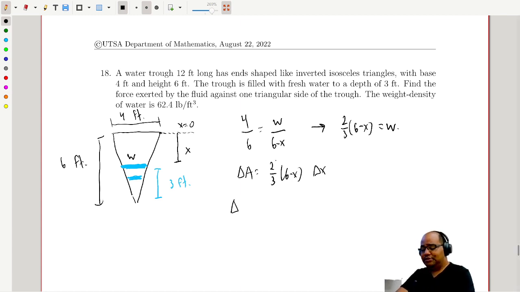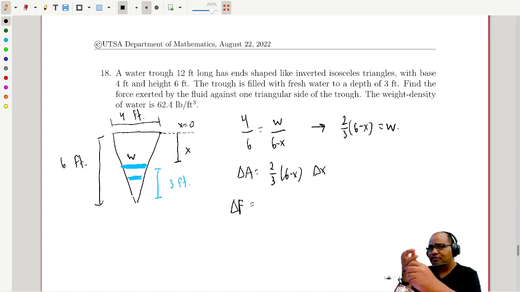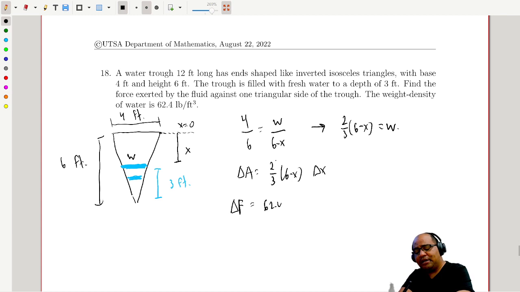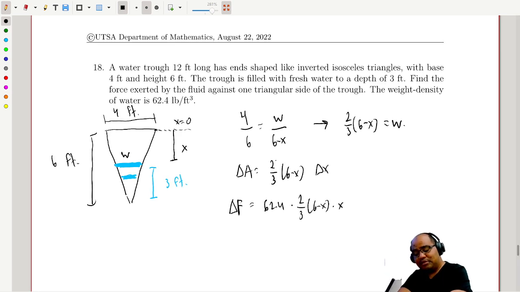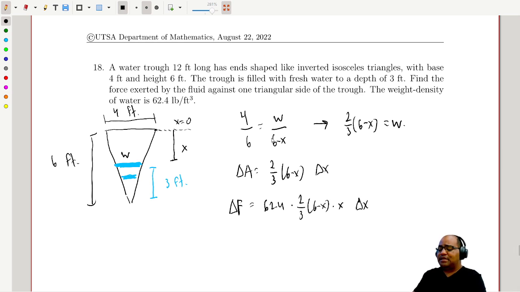The way that we get this, we're going to use some of the physical laws with fluids here. Weight density times the width of a strip times the depth submerged. So all we have to do is multiply by the weight density, which again is 62.4 pounds per cubic foot. That's given here. Times the area, 2/3 times 6 minus x, and then times the submerged depth, x, and then delta x. If you multiply this through, all the units make sense. This comes out in pounds.